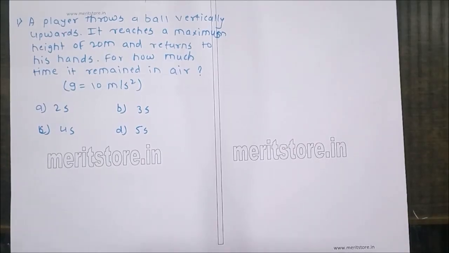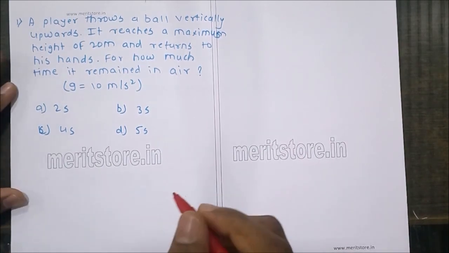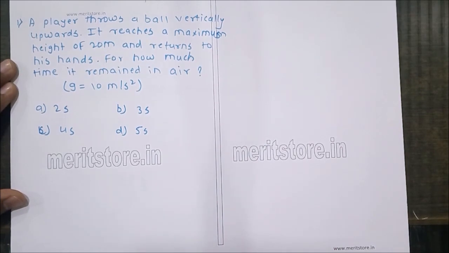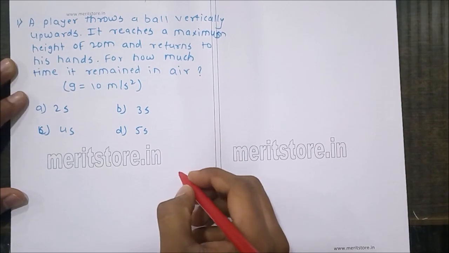A player throws a ball vertically upwards. It reaches a maximum height of 20 meters and returns to his hand. For how much time did it remain in the air? The options given are 2 seconds, 3 seconds, 4 seconds and 5 seconds.